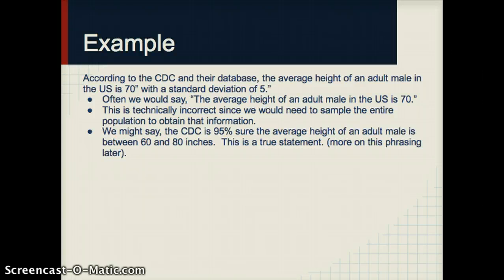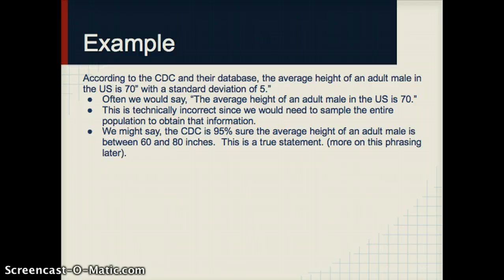Now, that's not entirely correct. What they're really saying is out of all the thousands of people they sampled, the average from that sample was 70 inches with a standard deviation of 5 inches. So, a more accurate statement would be the CDC is 95% sure the average height of an adult male is between 60 and 80 inches. I use the 95% rule. We'll talk about why that's justified later.